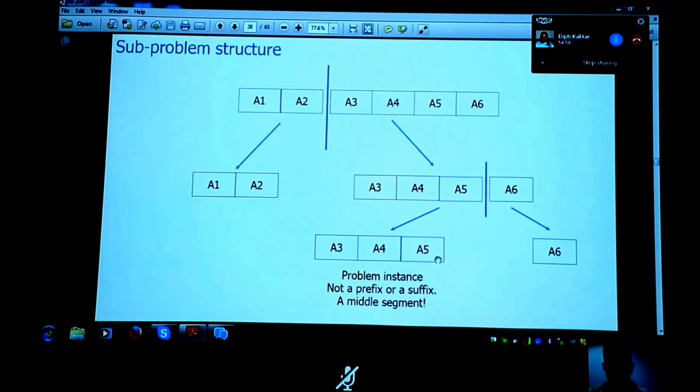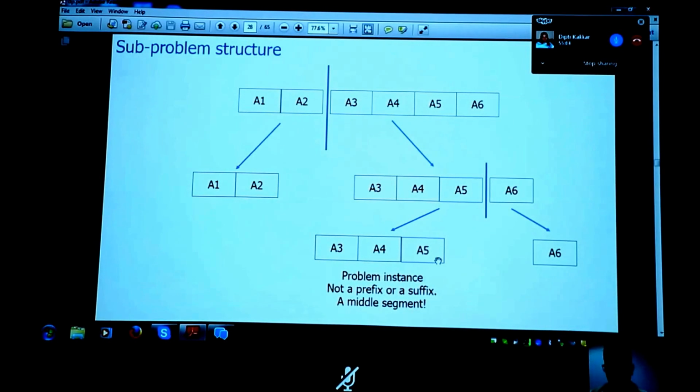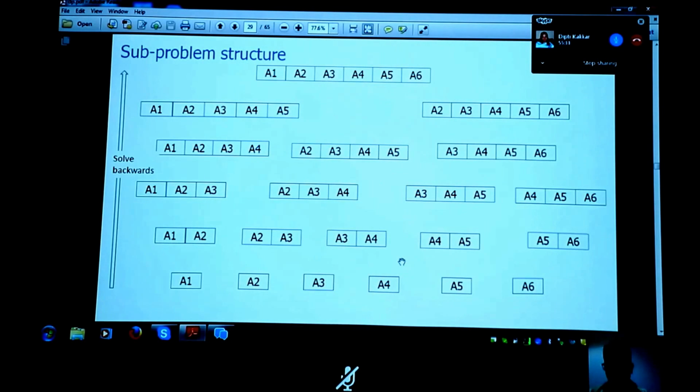So we can say that the subproblems that we are going to generate need not be prefixes or suffixes or anything, but luckily, it's always going to be an interval. It's never going to be an arbitrary bunch coming out there. It's always going to be a contiguous interval. So this is my topmost problem, a1, a2 to a6.